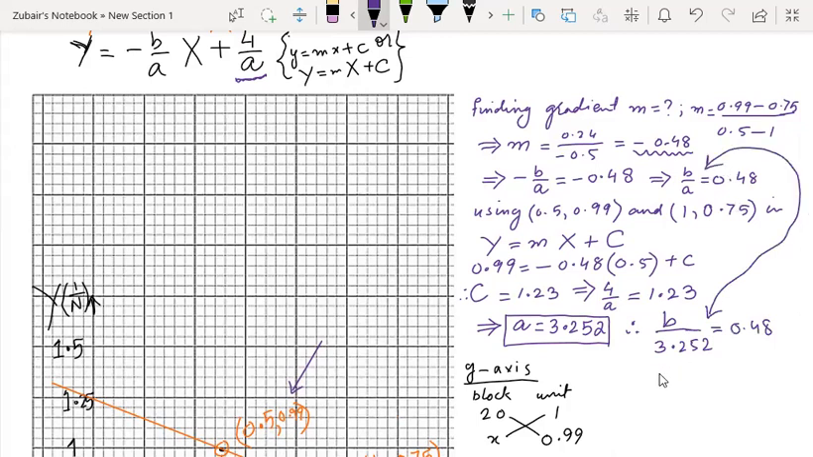So anyways, therefore, B is equal to 3.252 multiplied by 0.48. So the answer comes out as 1.5609, or we can write here 1.6. I am rounding it off, 1.6. So this is how we have found the answer.